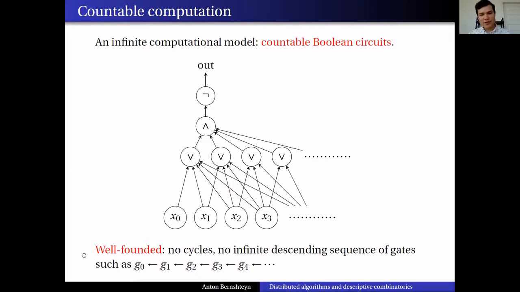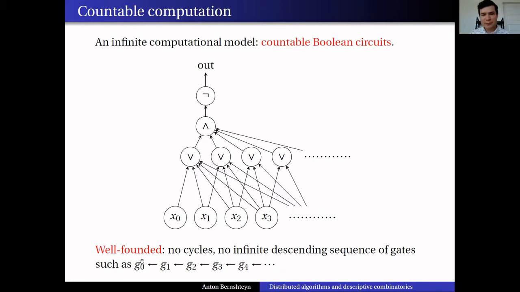One technical issue I should point out is that in the finite setting, when we define finite Boolean circuits, we require this network to be acyclic. And this is because if you have a directed cycle among the gates, then it represents some kind of circular dependency between them. So we cannot actually evaluate them because of that.